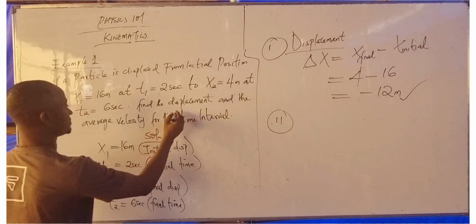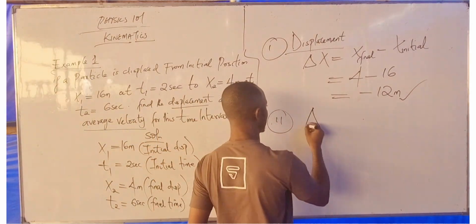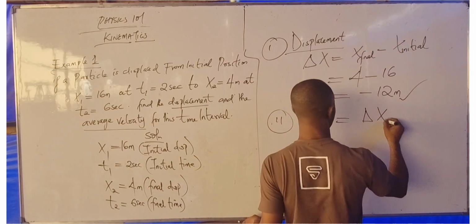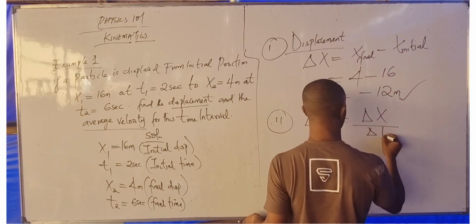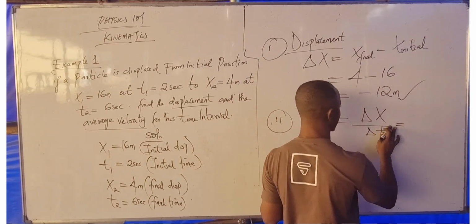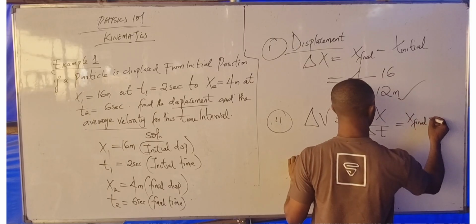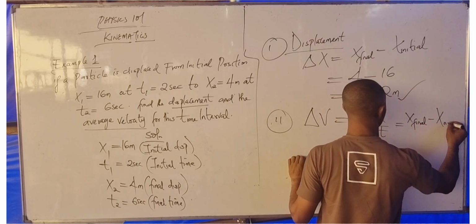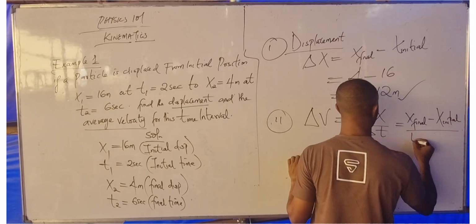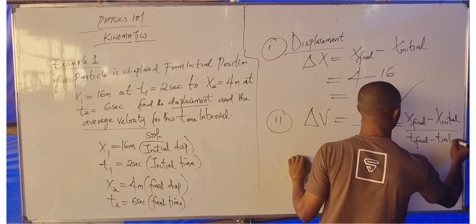We have gotten the displacement, so let's find the average velocity. Average velocity, we know, is change in displacement over change in what? In time, right? Don't forget that our change in displacement is final displacement minus initial displacement, divided by our T final minus T initial.